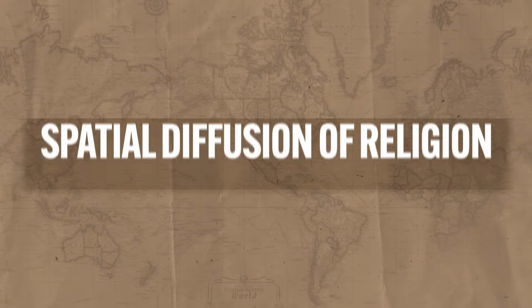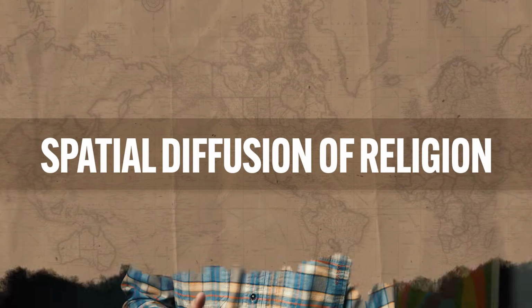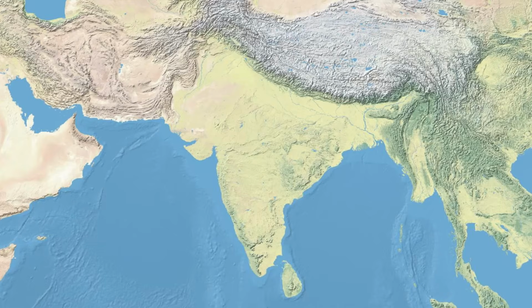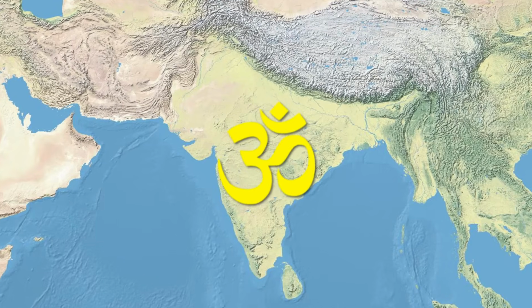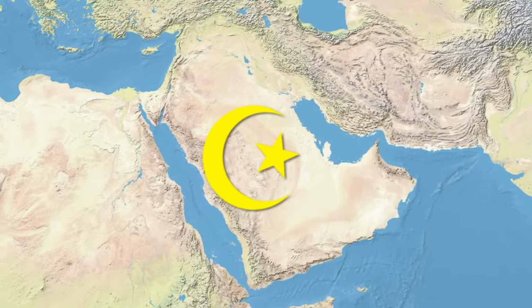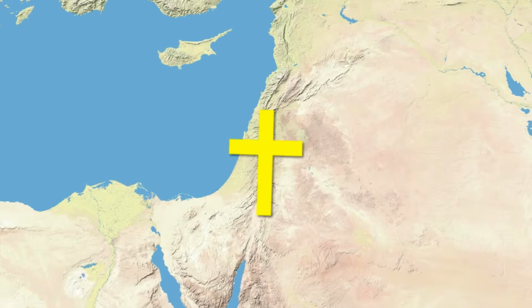But now let's turn the corner and consider how religions have diffused throughout history and continue to diffuse today. And just like languages or any cultural trait for that matter, religions diffuse from a cultural hearth. For example, the cultural hearth of Hinduism is India, the hearth of Islam is the Arabian Peninsula, and the hearth of Christianity is Israel. Now, ultimately, what determines how or whether a religion will spread comes down to whether it is a universalizing religion or an ethnic religion.